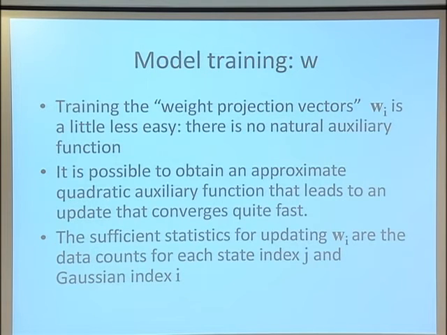Before I mention the issue of invertibility, I just want to say briefly about the W's. These are the weight projection vectors that determine the mapping from the subspace to the weights. And training these is just a little bit tricky. It's a very nasty nonlinear function that you're optimizing, and there's no natural auxiliary function that would guarantee to maximize it. But you can make some approximations and come up with a quadratic auxiliary function that's quite easy to optimize. And once you formulate it in the right way, it's possible to find an update that's quite stable.